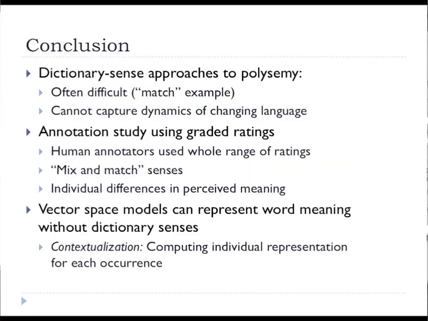So what I've been talking about, in conclusion, is that dictionary sense approaches to polysemy are often difficult. We did an annotation study using graded ratings, where we found that human annotators used the whole range of ratings. They mixed and matched senses, and we saw individual differences in the perceived meanings. I've been proposing to use vector space models to represent word meaning without dictionary senses. So contextualization means computing individual points in space for each occurrence.